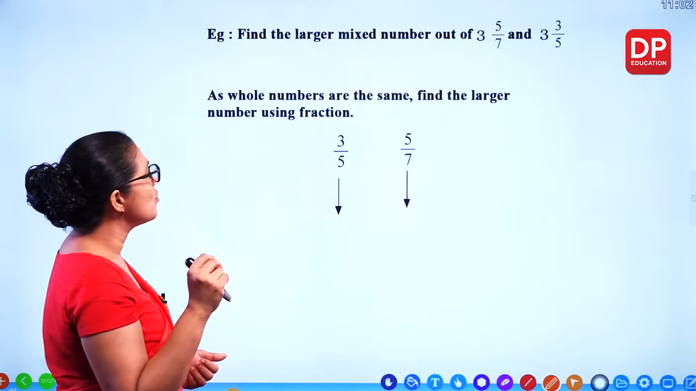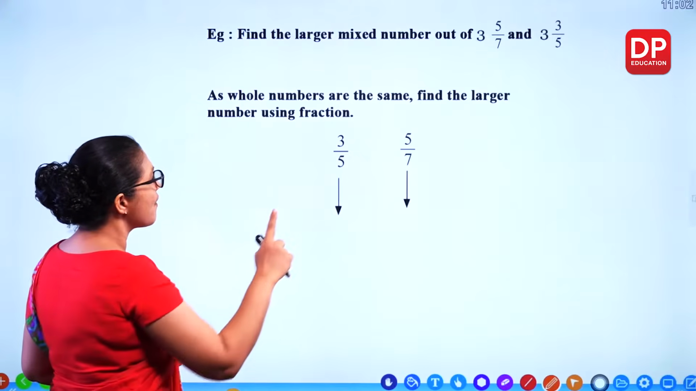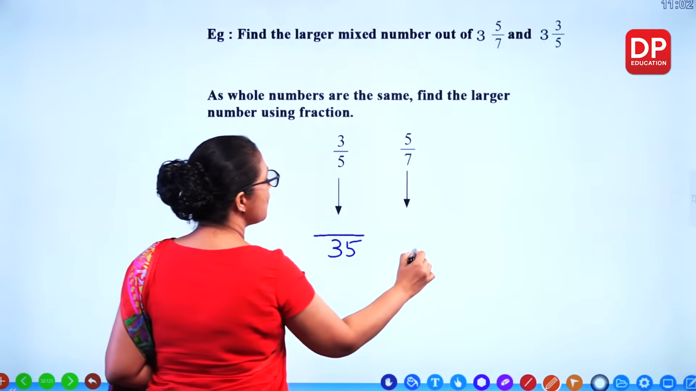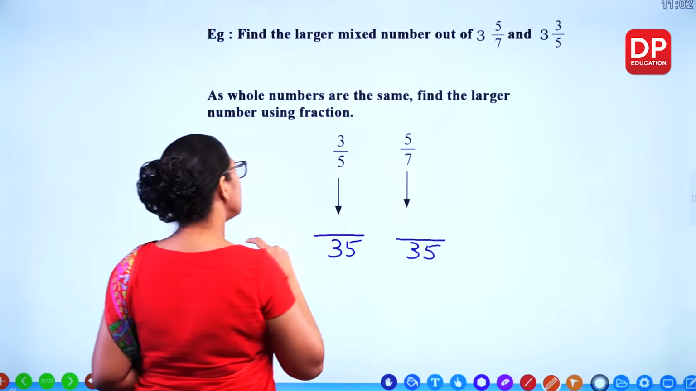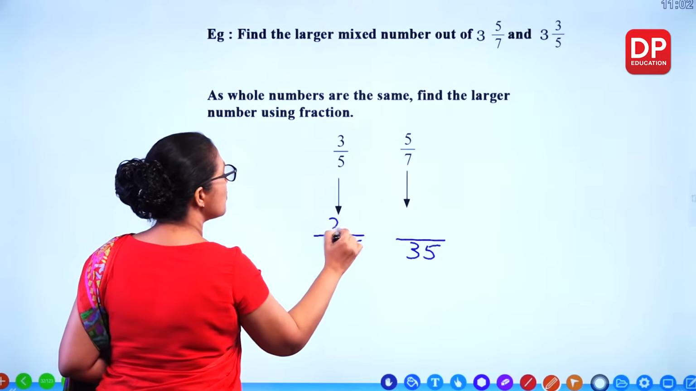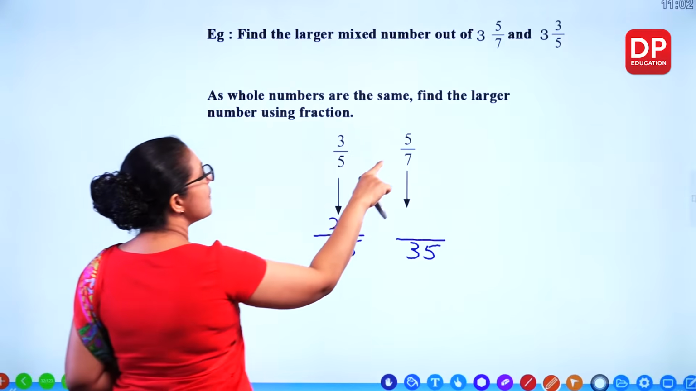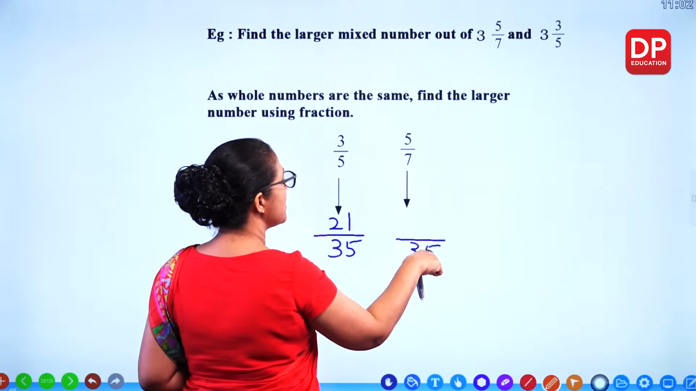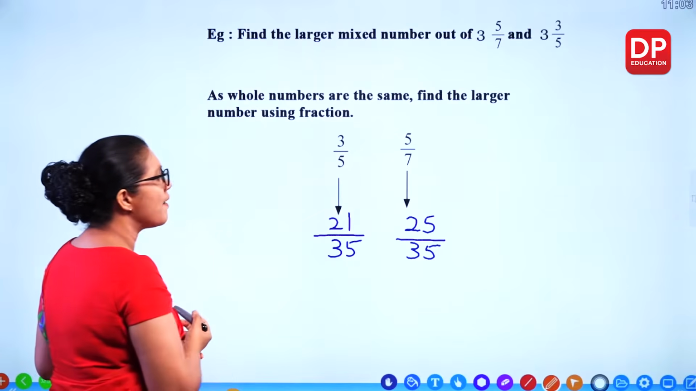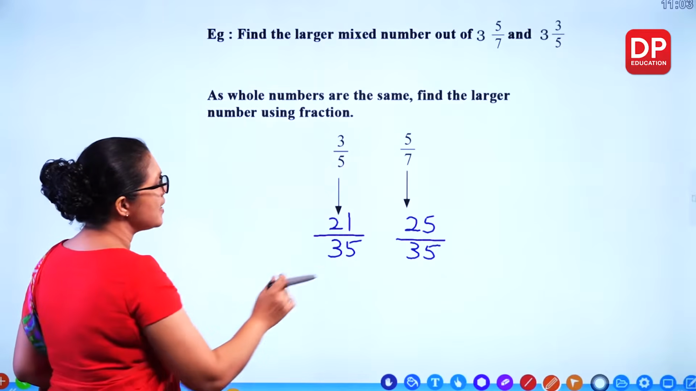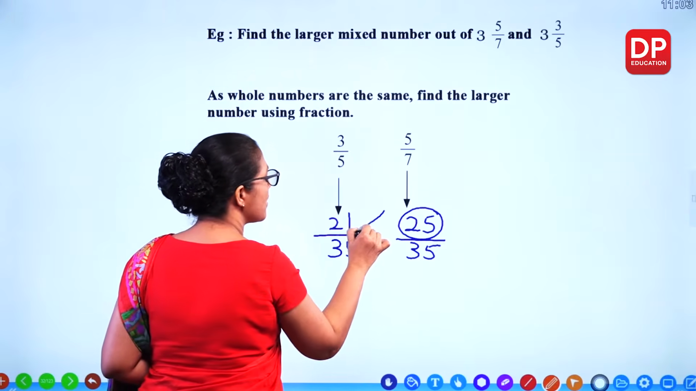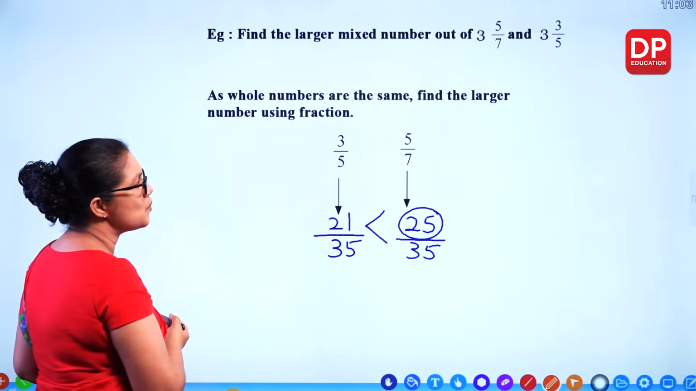You have to convert to the common denominator. 5 and 7, I can convert to denominator 35. 5 times 7, so multiply by 7, you get 21 there. 7 times 5, 35. So multiply by 5, you get 25. Now which one is bigger? We can see 25 is bigger than 21. So this should be this way.